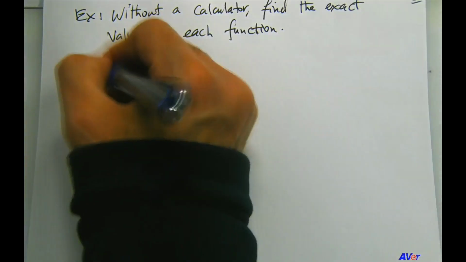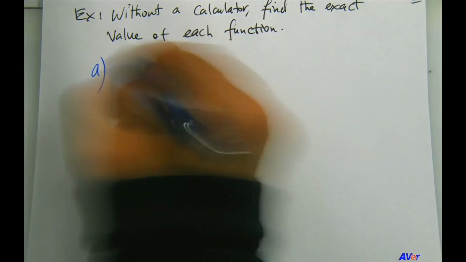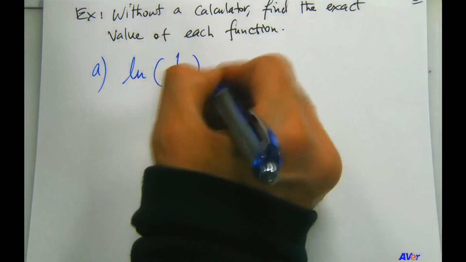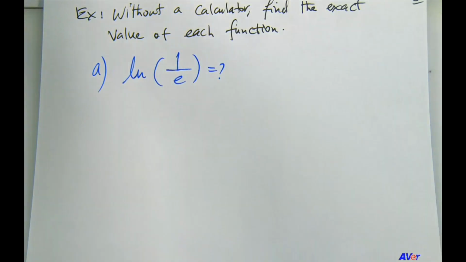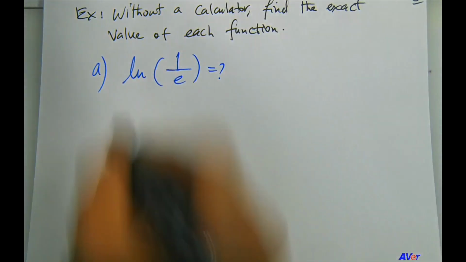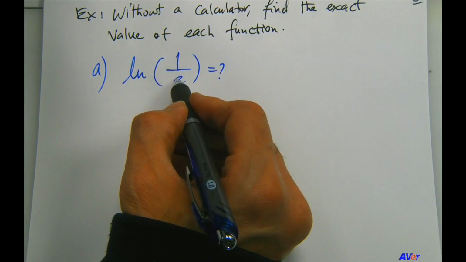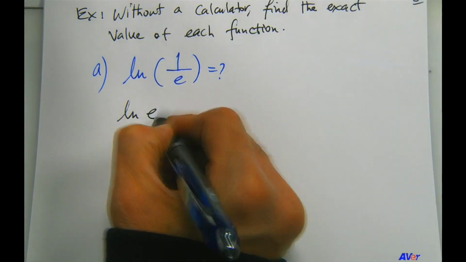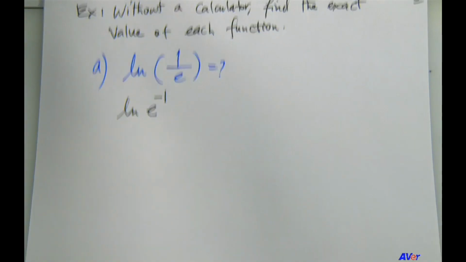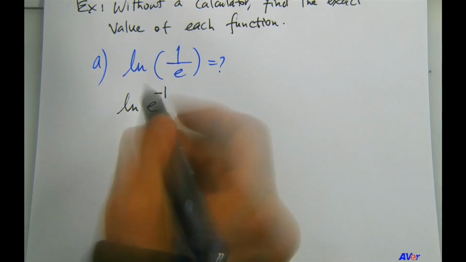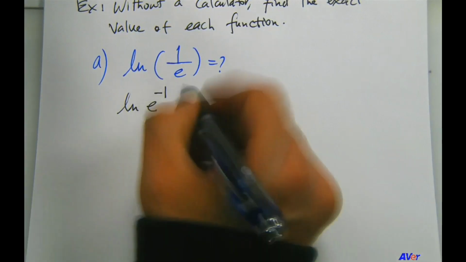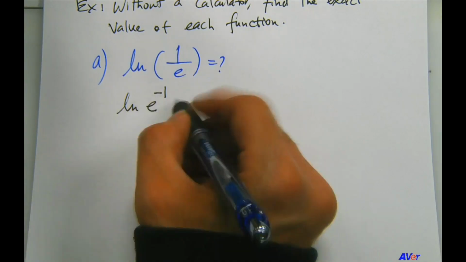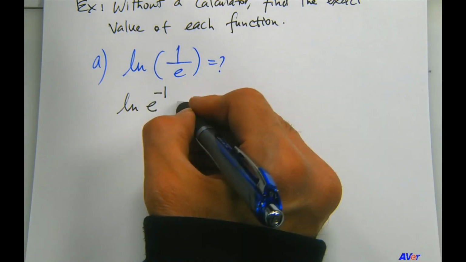So we have a, and that is this function, natural log of 1 over e. We want to evaluate this without a calculator. Well, we already know that we can rewrite this in terms of a negative power. So natural log of e to the minus 1 power, right? This is just that rewritten in a different form. And we know we can apply one of those properties.